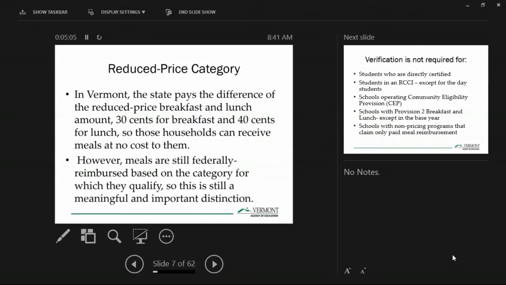So it's really important that when we're approving applications during the eligibility certification process and during verification that we're ensuring the distinction between a free and reduced price application because it still has consequences on the funding and reimbursement side of things, even though the household wouldn't necessarily see a difference because they don't have to pay anything if they're reduced price status.